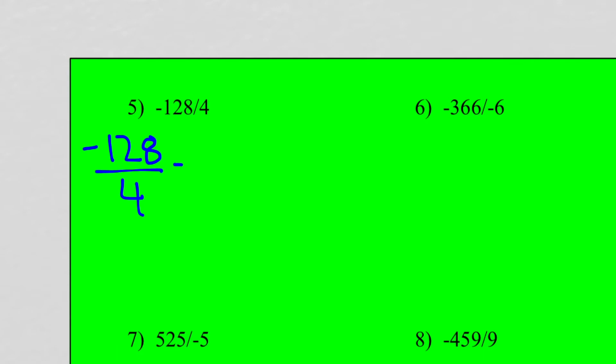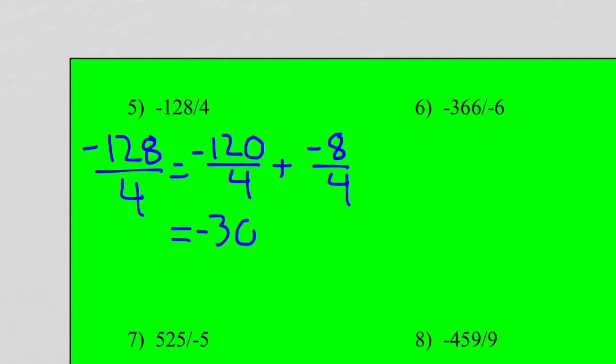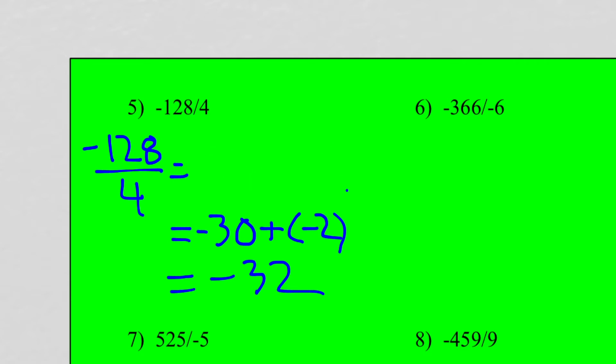So you could do something like this. You could do negative 120 divided by 4 plus negative 8 divided by 4. And that's equal to negative 30 plus negative 2. I really think, even though some kids can maybe look at that question and do it, I think it's important to be able to pull numbers apart. And so that ends up equaling negative 32. The more you can do that, the better number sense you'll have. And even better if you can realize that there's more than one way to do this, right?